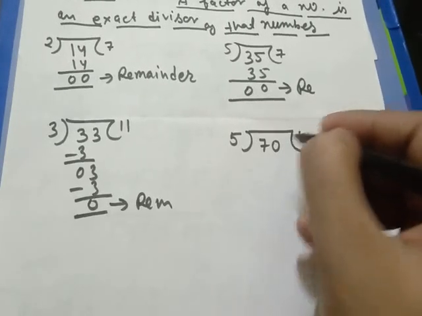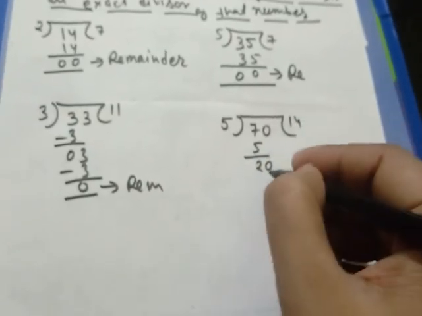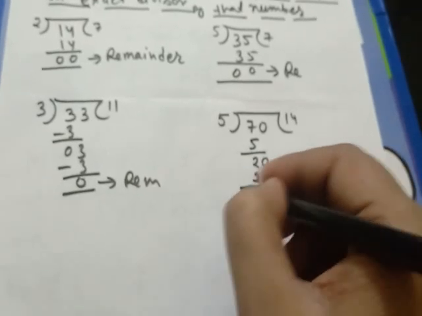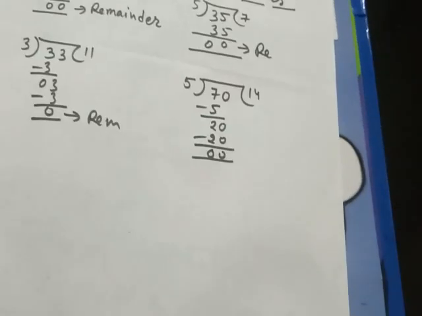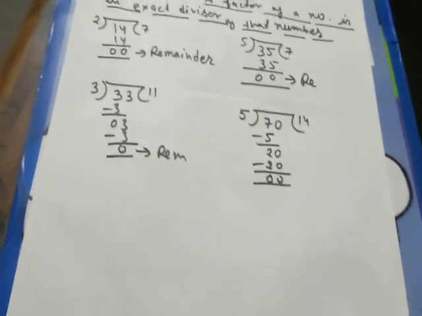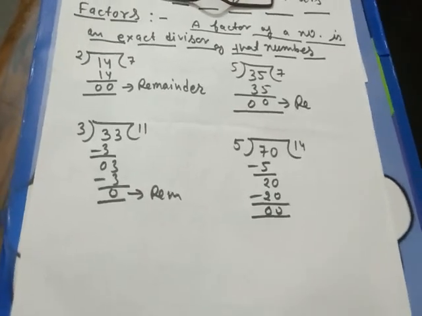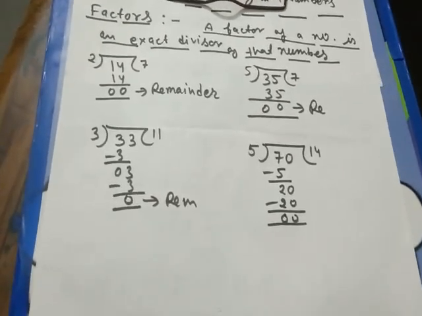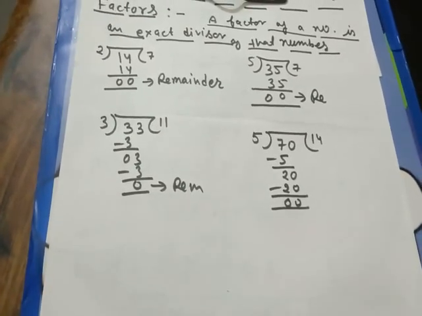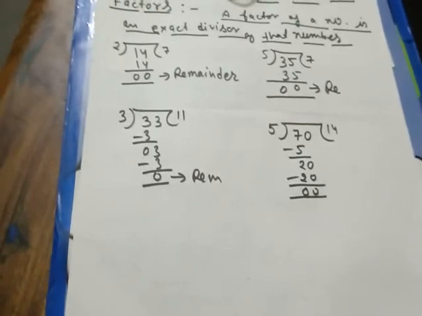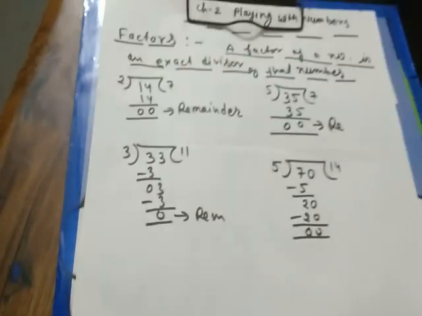5 1 ja 5. 5 4 ja 20. And the remainder is 0. So we have seen that when a number divides the given number completely, these numbers are called factors. To know about the factors properly you have to learn the tables.